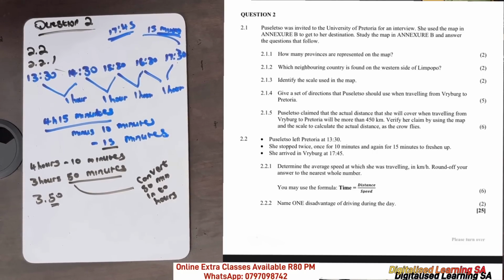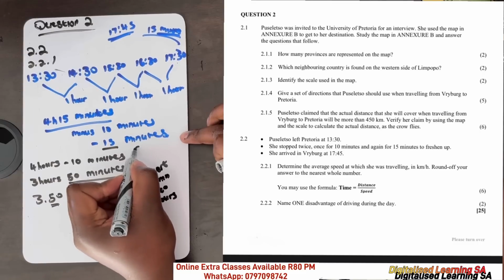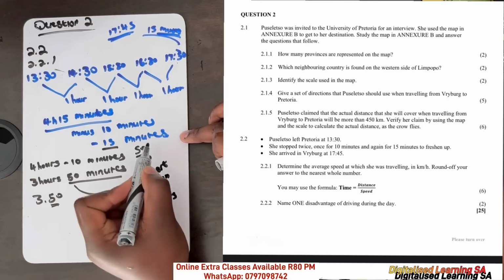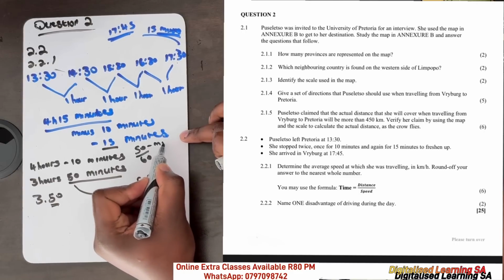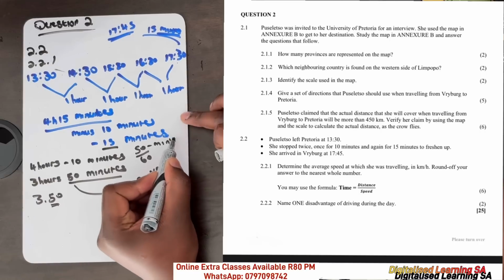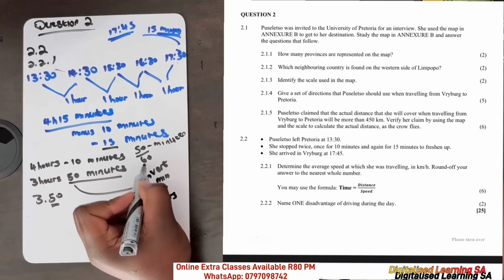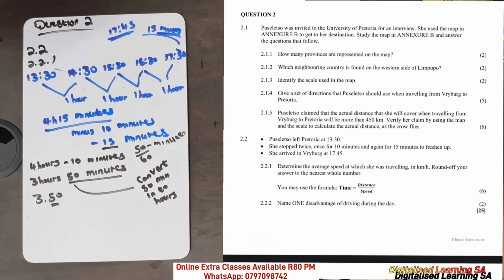So to convert minutes to hours, we will just say 50 divided by 60. So this will be minutes. We are converting the 50 minutes into hours, because we know that in an hour we have 60 minutes. That's why we are dividing by 60.